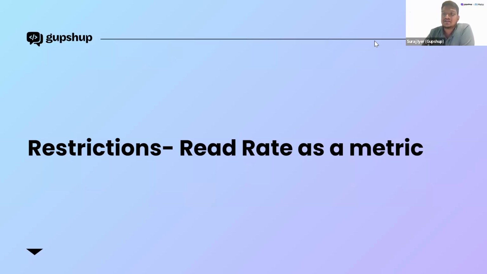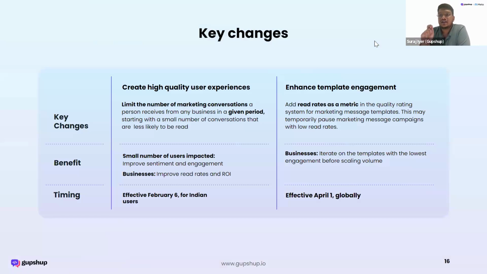So even if a business is not getting blocked, they will go ahead and monitor the read rates. If the read rates are lower, then Meta will go ahead and take actions on it. This went live on the 6th of February for all Indian users, and on the 1st of April, this went live globally. It is basically to create high quality experiences, and this is only applicable for marketing conversations. This is not applicable for utility or authentication conversations.